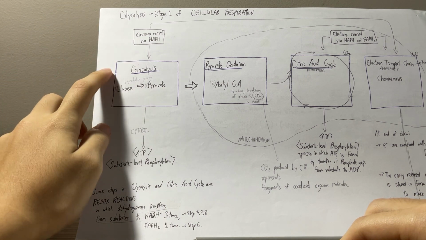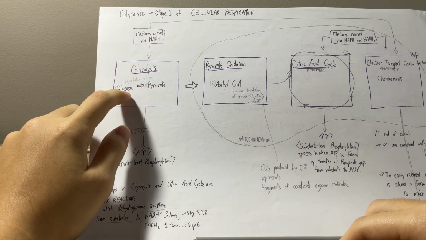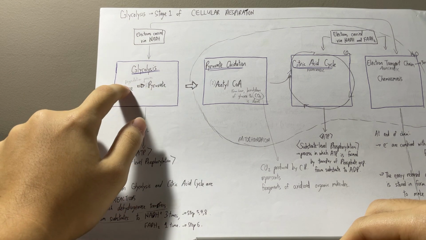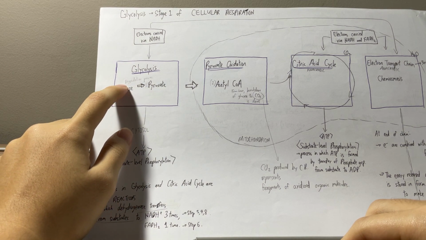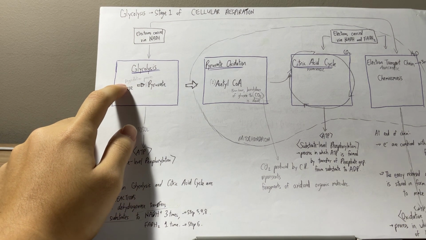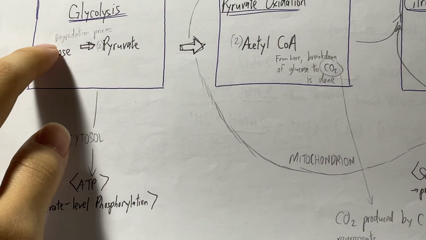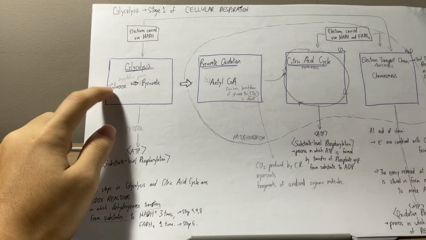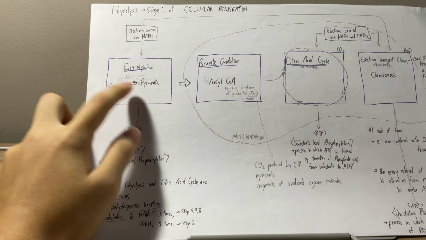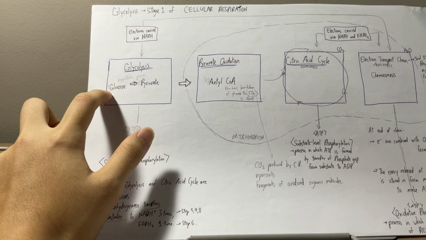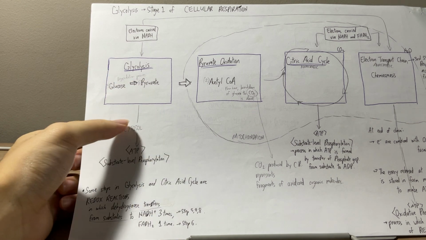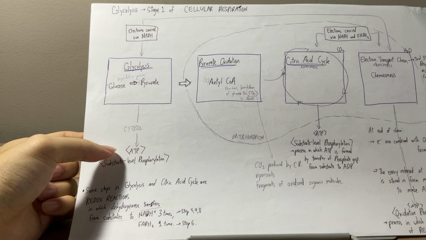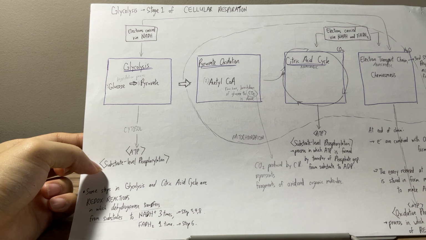So stage 1 is glycolysis again. Glucose is converted into pyruvate through what's called the degradation process. 1 glucose into 2 pyruvate. Remember the numbers: 1 glucose, 2 pyruvate. So cytosol, ATP, substrate level phosphorylation.